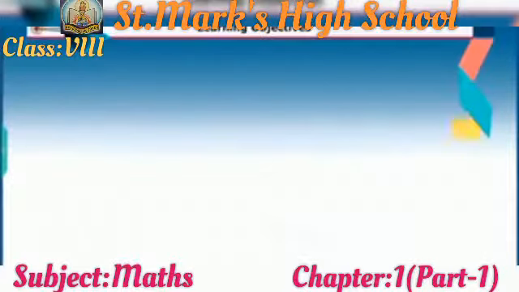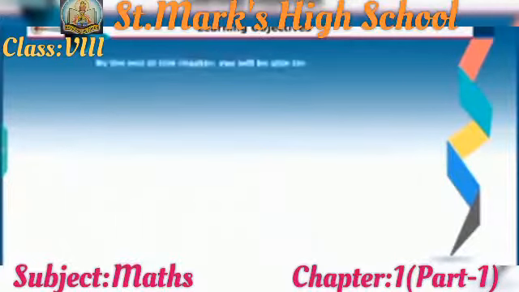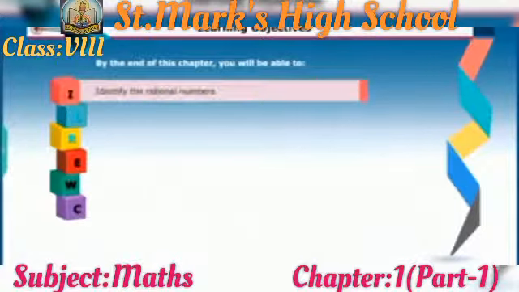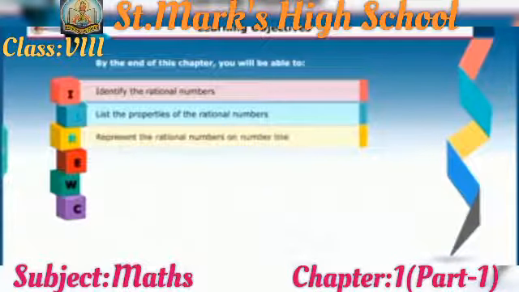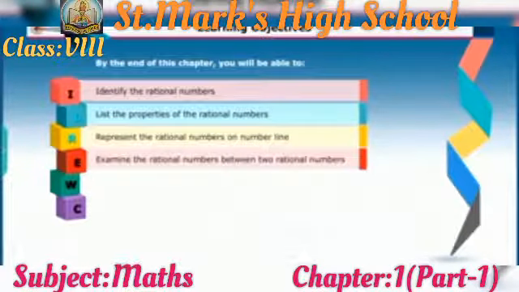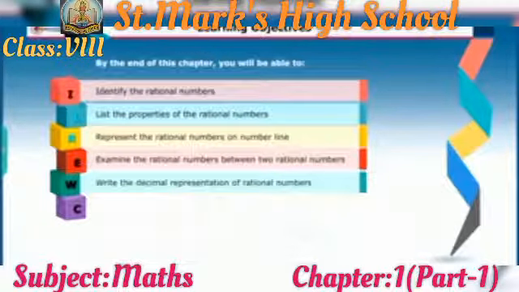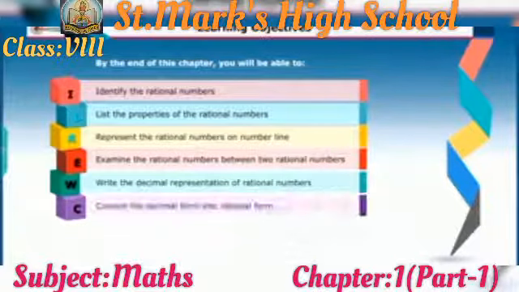Learning objectives. By the end of this chapter, you will be able to identify the rational numbers, list the properties of the rational numbers, represent the rational numbers on a number line, examine the rational numbers between two rational numbers, write the decimal representation of rational numbers, and convert the decimal form into rational form.